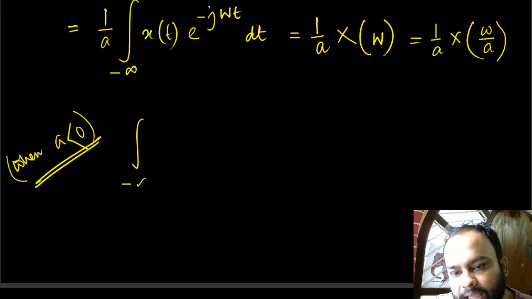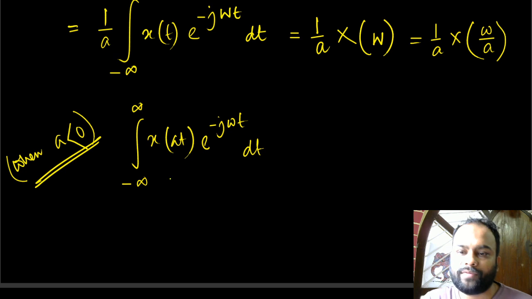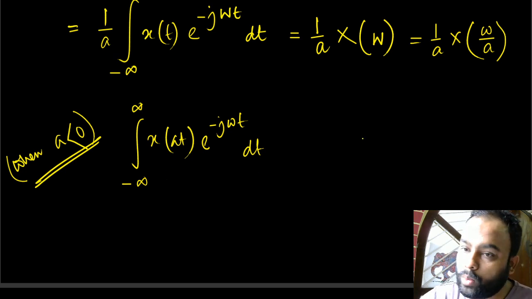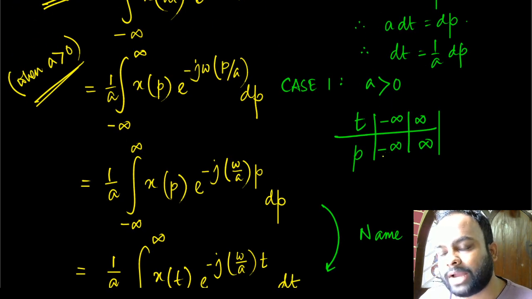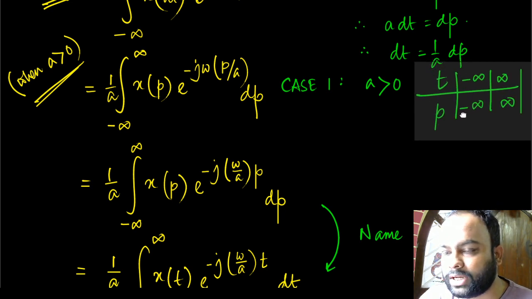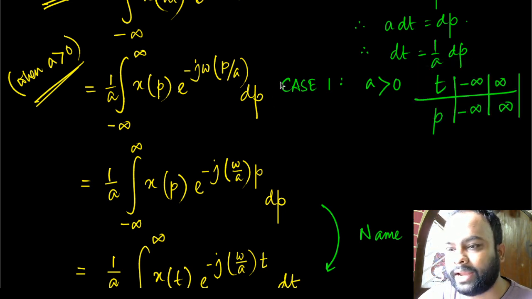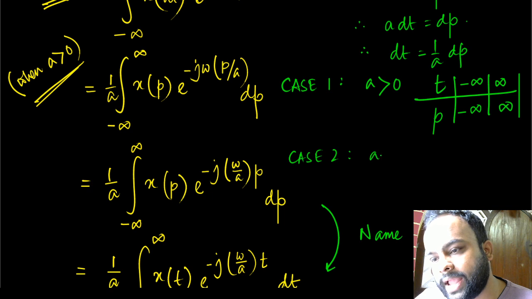The same thing: we are actually calculating this integration, x of at times e to the power minus j omega t dt. So we are calculating the Fourier transform of x at. The same substitution will happen. The only change is the situation where A is negative. What if, under this same substitution, A is negative? That's my case 2, where A is negative.